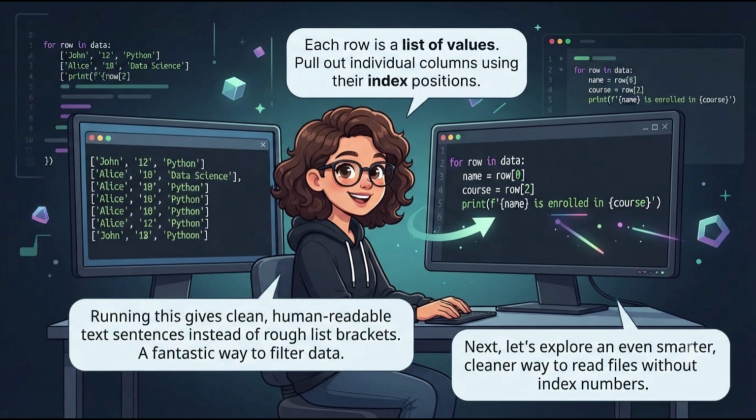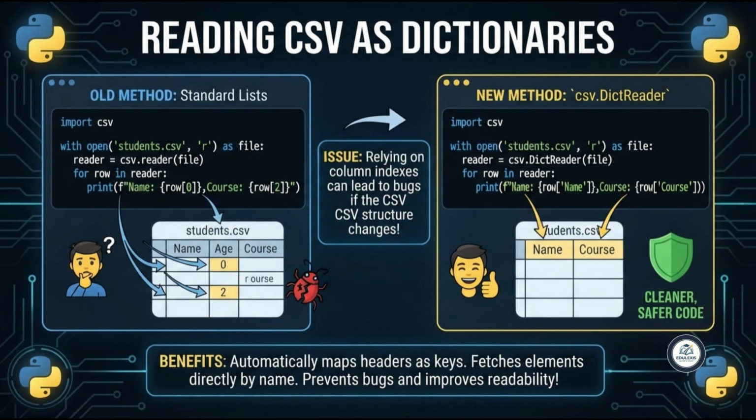Next, let's explore an even smarter, cleaner way to read files where we don't need to remember index numbers. Instead of standard lists, Python allows us to read files as dictionaries using csv.DictReader(file). This is an incredibly popular method because it automatically maps the headers of your CSV file as keys for every single row.